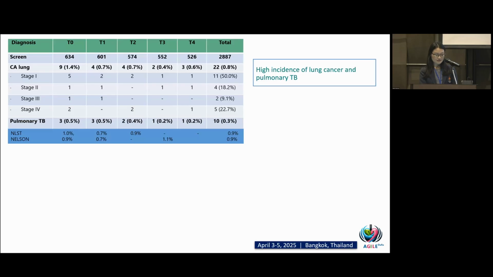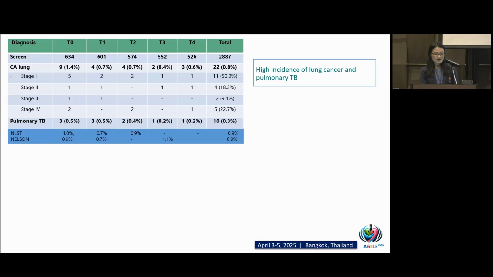And we also found tuberculosis. Even though we excluded those who already had TB, we still found new TB, and new TB is 0.5% for the first 2 years, and then lower at 0.4 and 0.2.